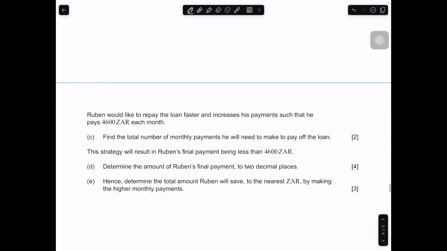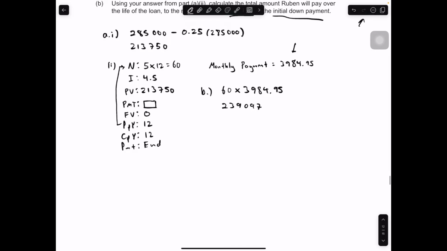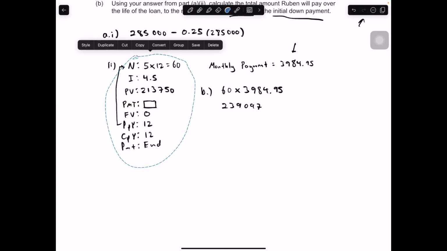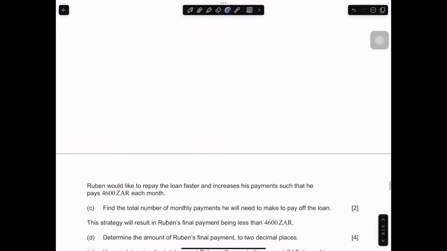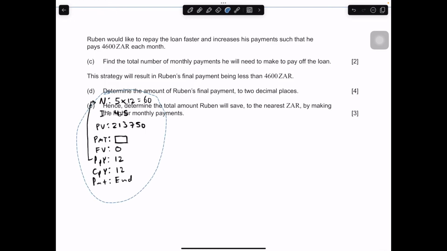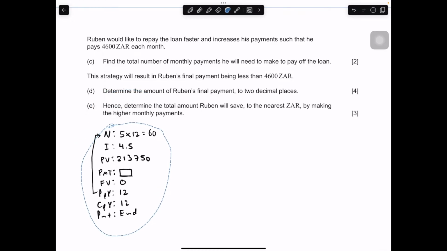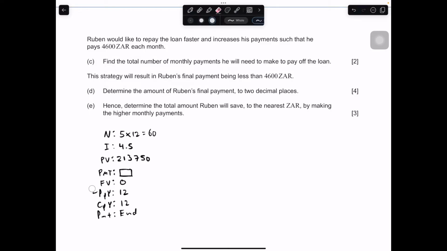Okay. 2-mark question. So we can actually use a lot of what we have here. So I'm actually going to copy it, and we'll use it on the other screen right here. Okay. So let's go ahead. Whoops, that's a little small. All right. So what is going to change? We don't know how many payments he's going to make. The payment itself has increased. So let's see. I'd like to repay the loan faster. His payments are now 4,600.